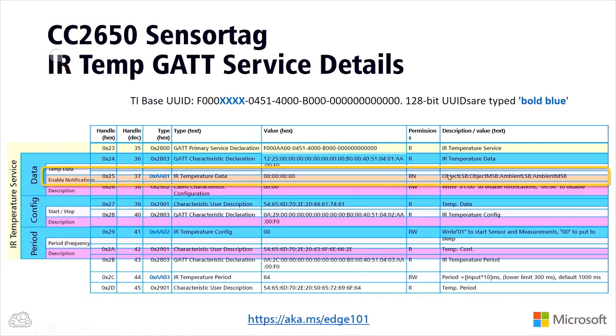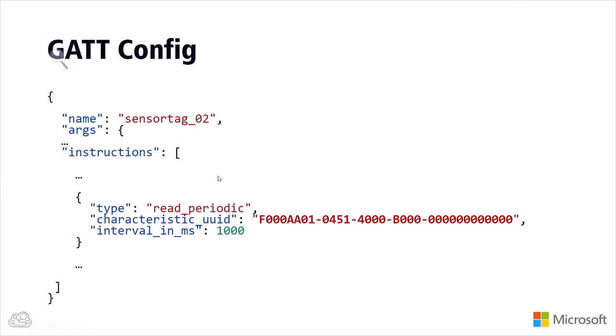And that's where I would actually pull back the temperature data. All right, so I get down, now I know the ID. It would be this GUID with AA01 to actually read the temperature data. However, to do that, I also have to go in and turn on the sensor.